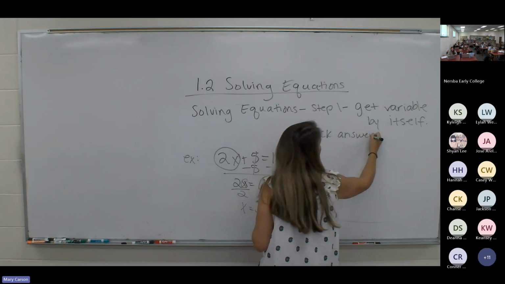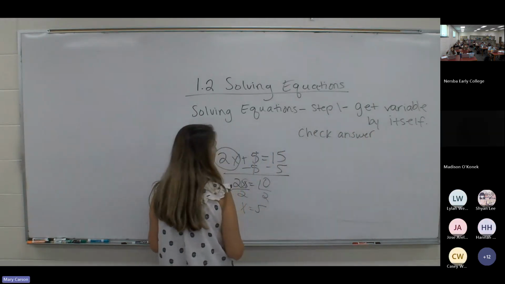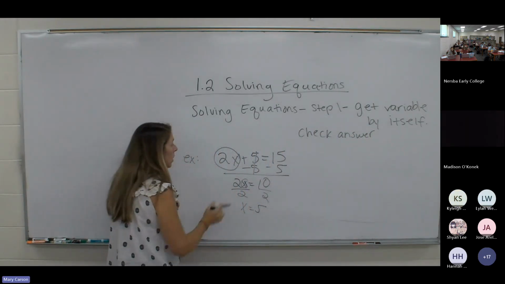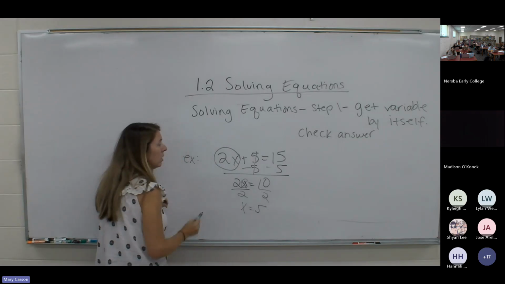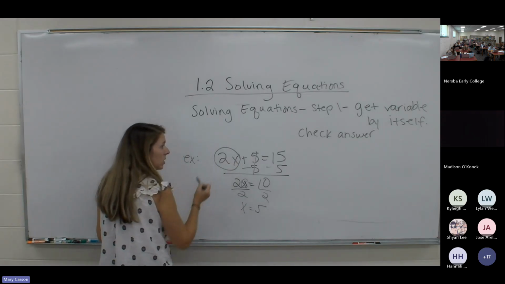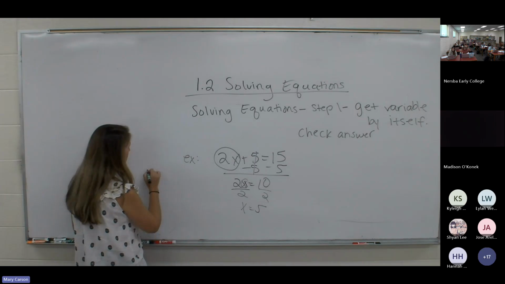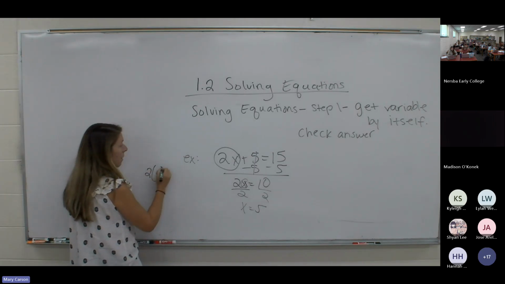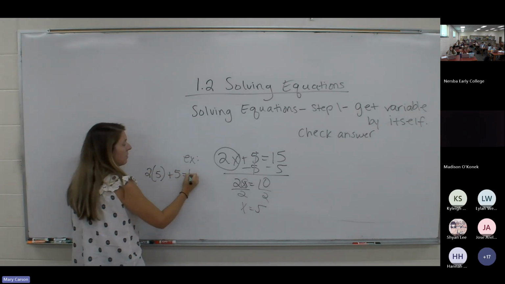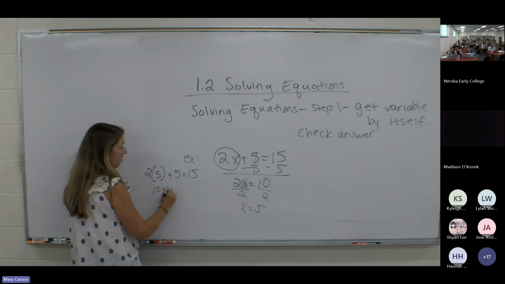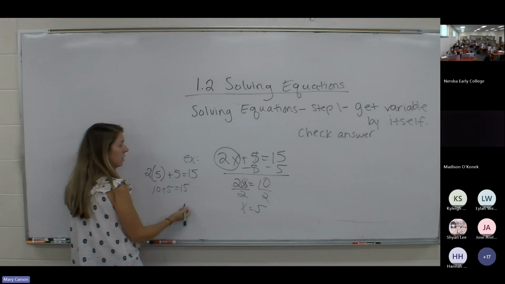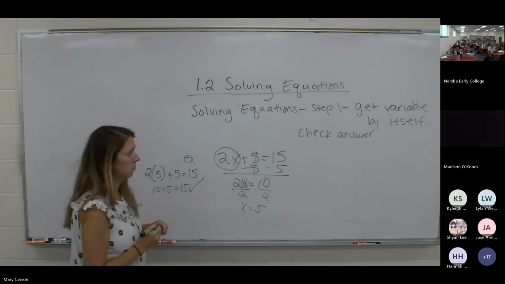The checking answer confused me. I solve it. Don't check it. Well, okay, so how would we check it? Well, you found that x equals 5, right? So wherever there's an x, what's gonna go in place of it? A 5. So you read this as 2 times 5 plus 5, is that equal to 15? 2 times 5 is 10. 10 plus 5, is that equal to 15? Yes. Yes, I know I did it right.